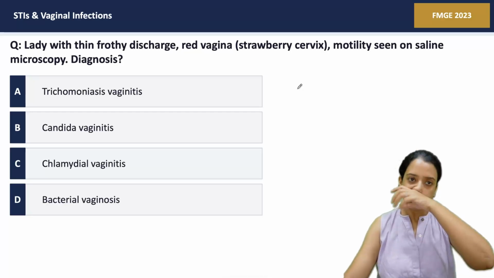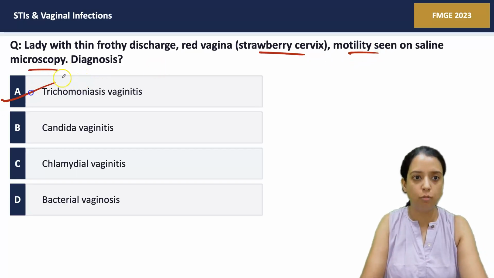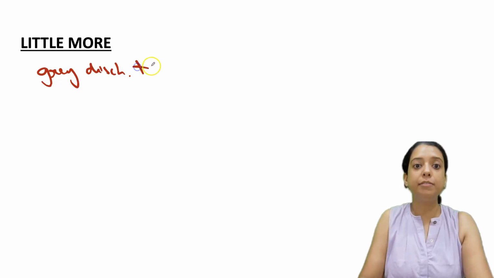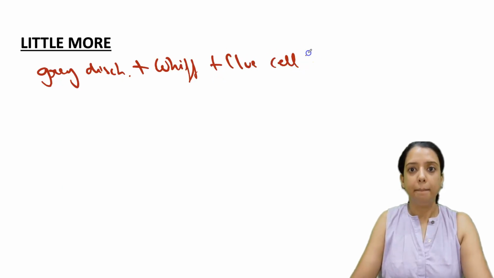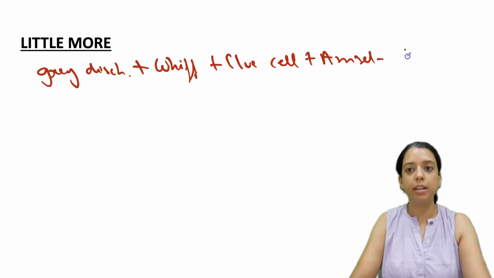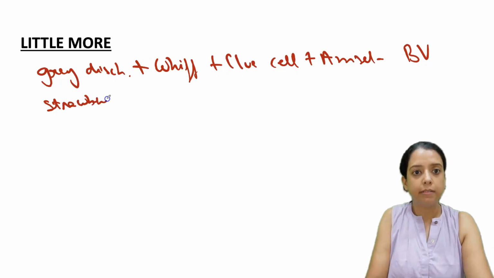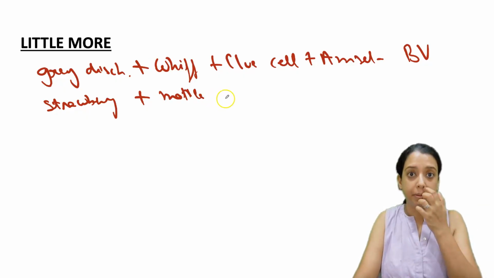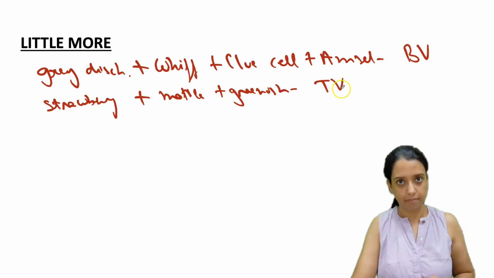Now, thin frothy discharge, strawberry cells, motility on microscopy. What is it? Trichomonas. Now, remember various kinds of infections. Whenever the question gives you the gray discharge plus whiff test, meaning fishy odor, plus clue cells, plus Amsel criteria, when you see these names, it is bacterial vaginosis. When you see the strawberry cells, when you see motile organisms, you can actually see them moving, and it's a greenish discharge, it's Trichomonas. It's a motile flagellated organism.